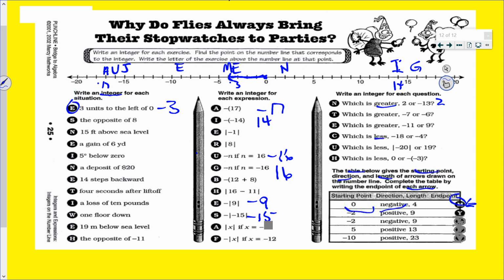We have 5 minutes. No, that's an S. It just looks funny because I did it with my hand. That's an S.